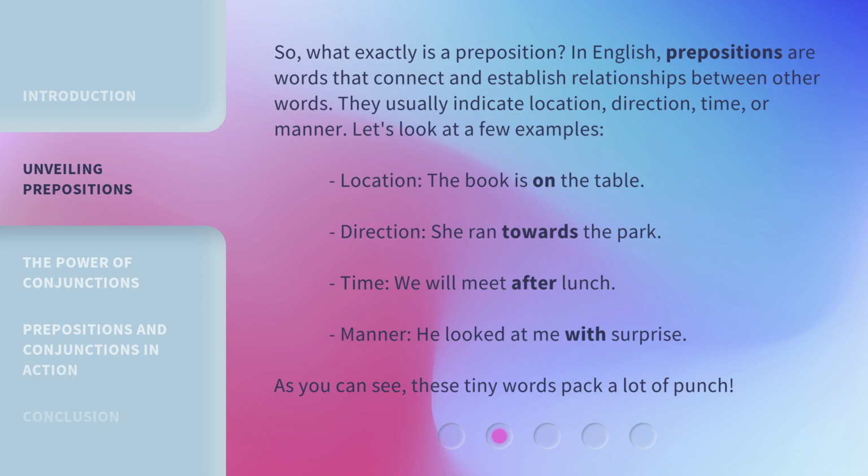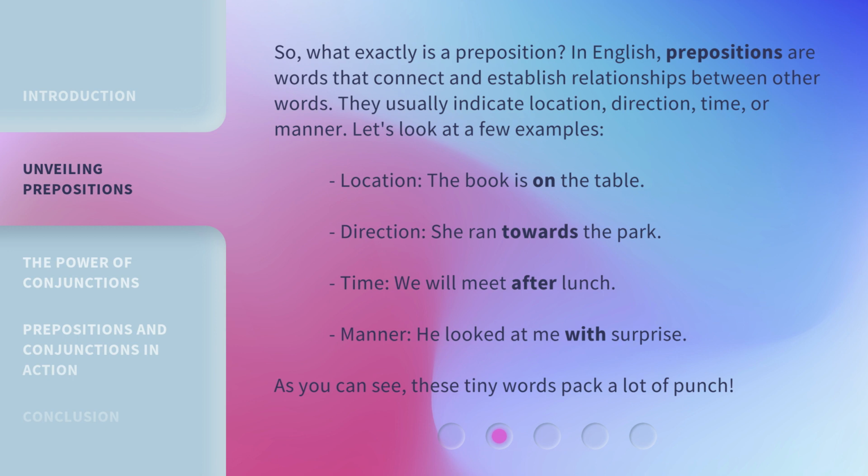So, what exactly is a preposition? In English, prepositions are words that connect and establish relationships between other words. They usually indicate location, direction, time, or manner. Let's look at a few examples.